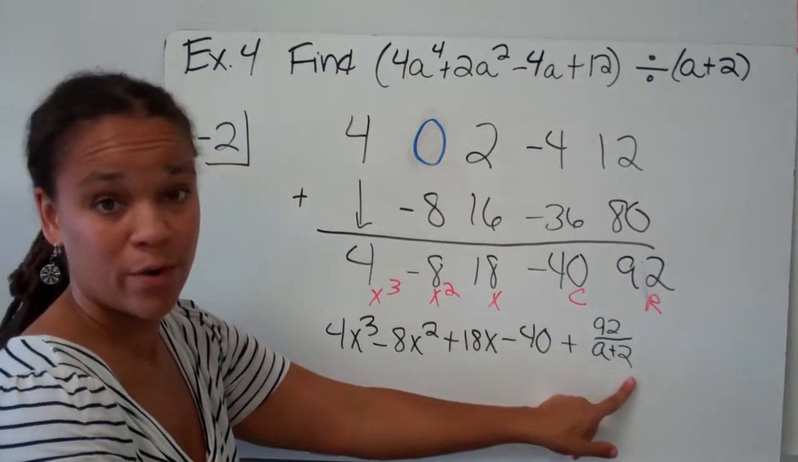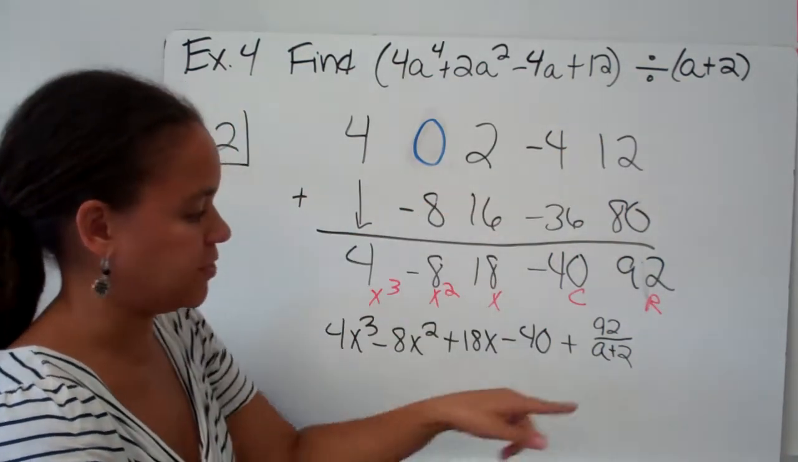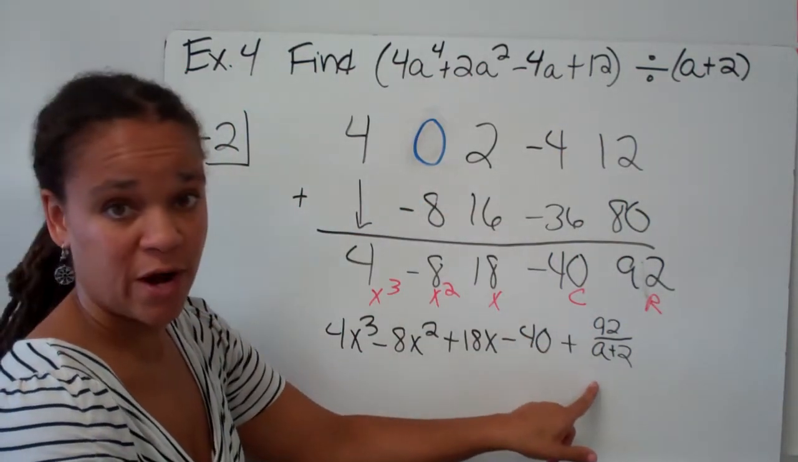We always write our remainders this way. You write the remainder over the original divisor. So 92 over a plus 2.